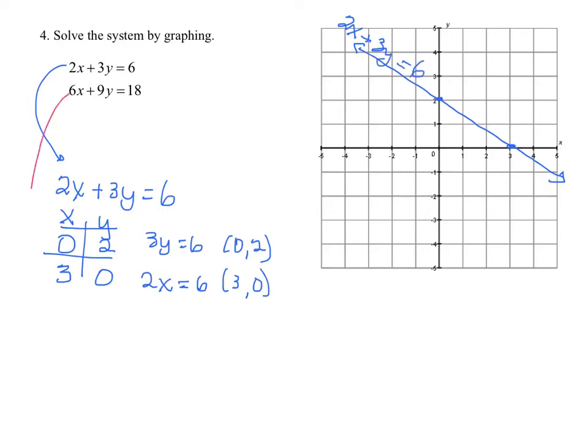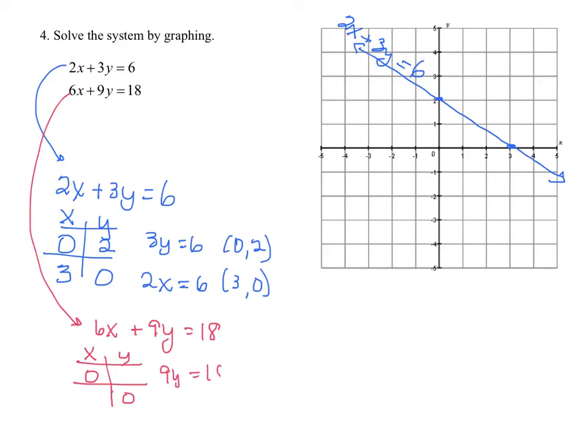Now let's do the second line, and I'm just blindly looking at this problem. I am not taking a look anywhere else here. So I'm going to do the same thing. I'm going to graph it using the intercepts. When x is 0, y is 2. When y is 0, x is 3. So I'm going to graph the point 0, 2, and 3, 0. What do you know? It's the same line.